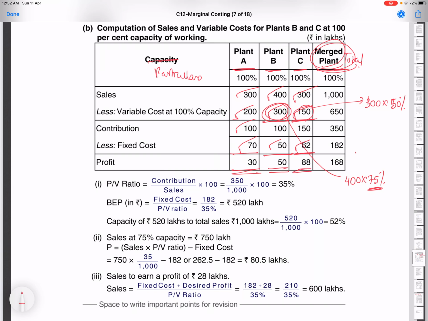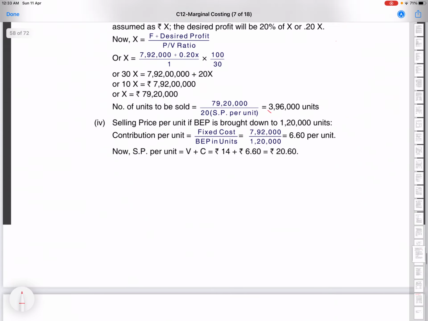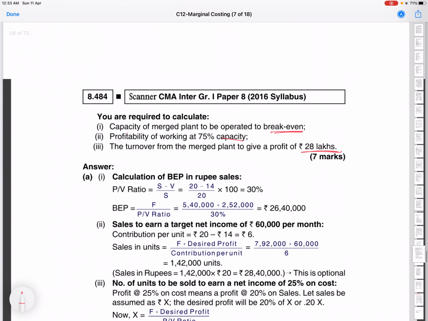So just make a total column. You just add all three plants and write the total for each one, and you get the total profit of 168, right? So we made the computation by assuming that all plants are working at 100% capacity. Now the first question: capacity of merged plant to be operated to break even.